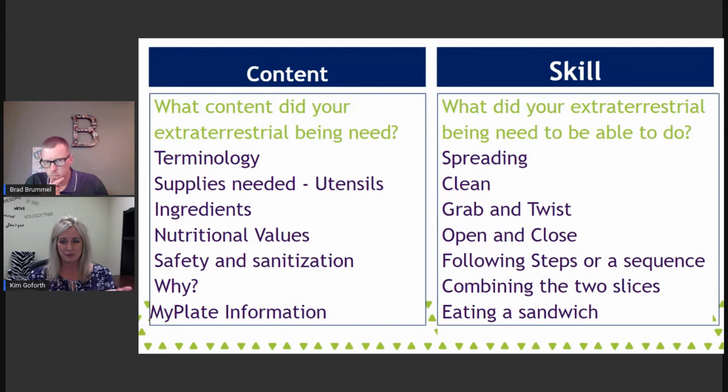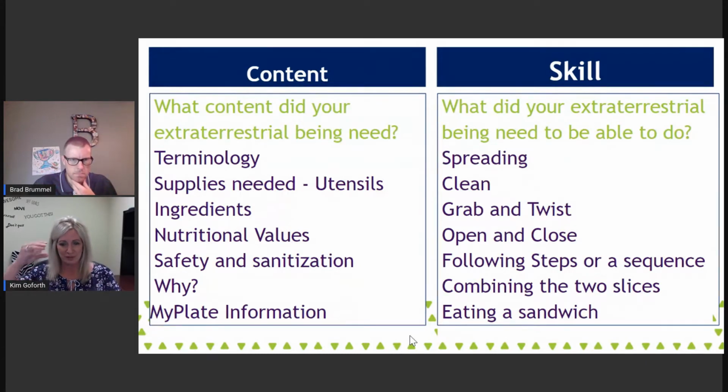In combining two slices, when you think about telling an alien that has no background information, and you say, now put the two pieces of bread together, does that mean the sides that aren't full of product are together, or put them together sitting on the counter? And so being very specific about combining, what does that look like?